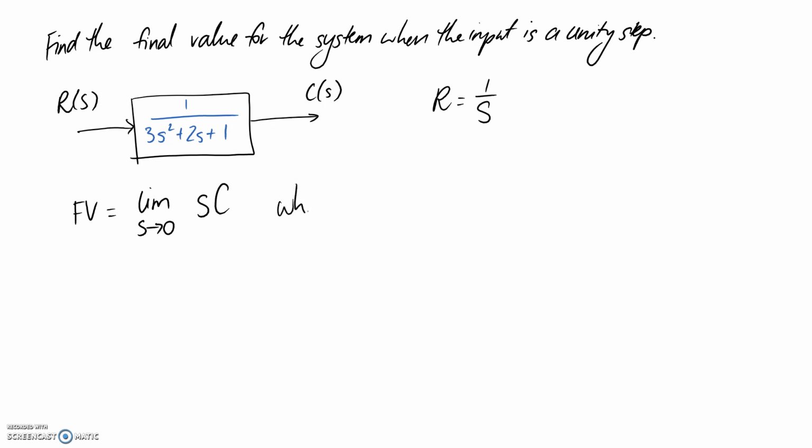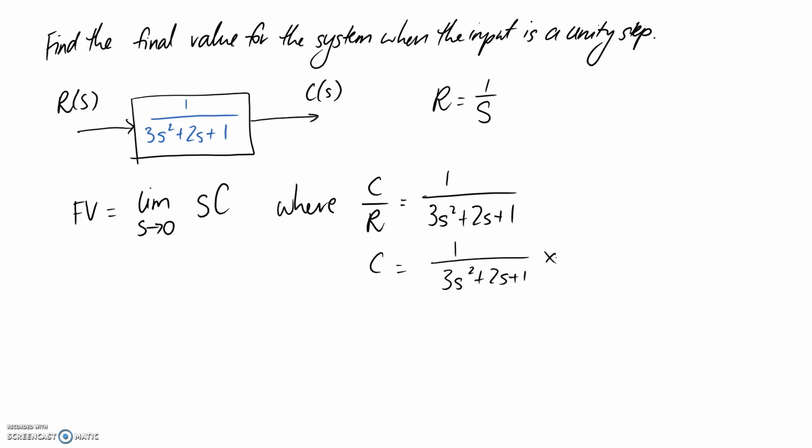So we know that for our system, the transfer function here is going to be c divided by r. It's going to be this here. But what we actually want is the output c on its own. So we can multiply r up to the other side. And we can substitute in, we know it in terms of s. Okay, so this is what c is in terms of s, and we can now substitute that back into our limit.